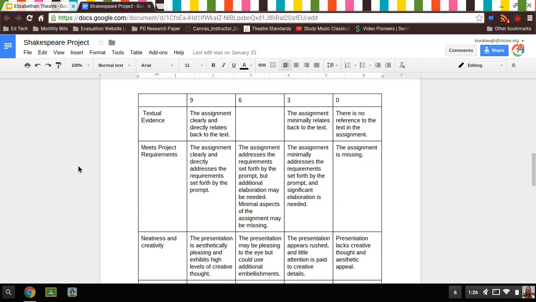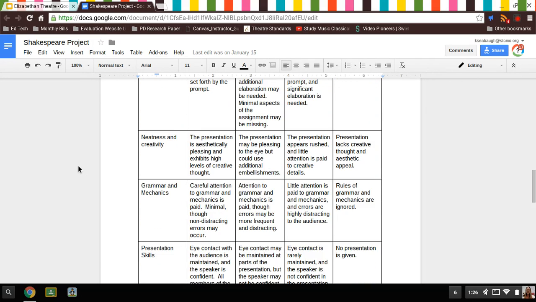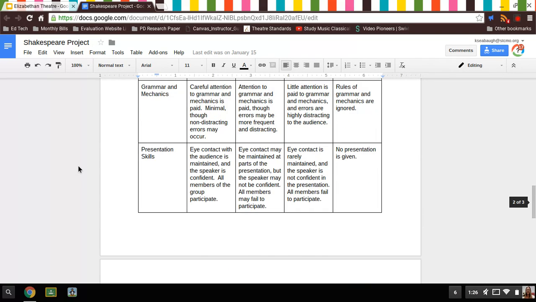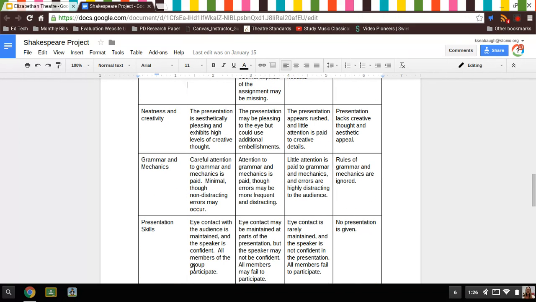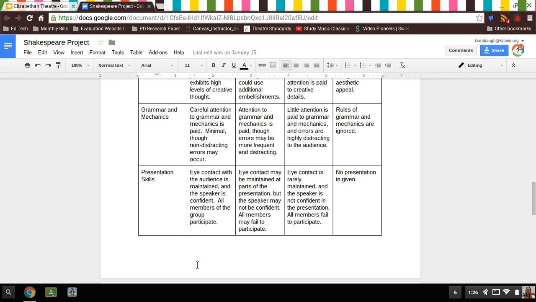So if you look through the rubric, you can see what you will be graded on. You will be turning in your project as well as presenting it to the class. So make sure that you're ready to present the project as well.